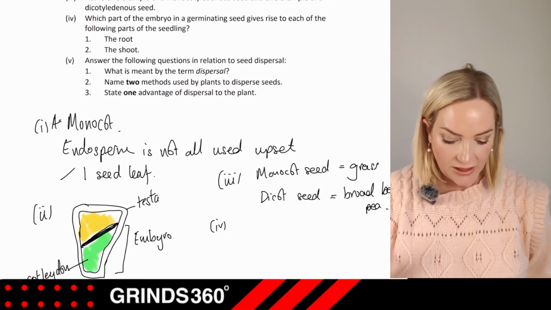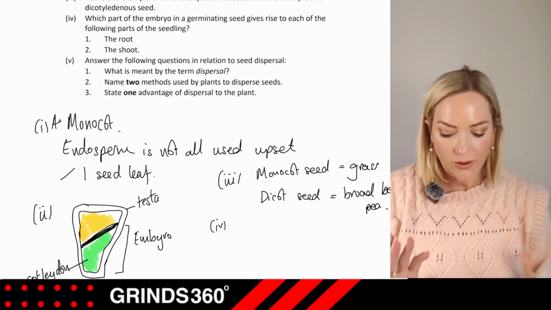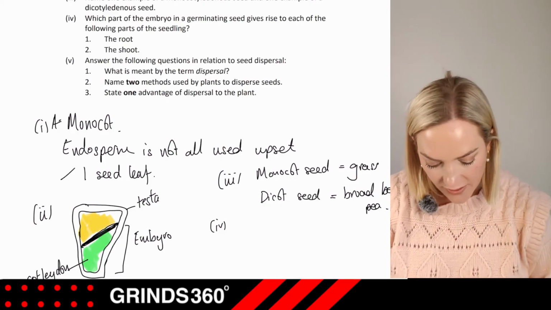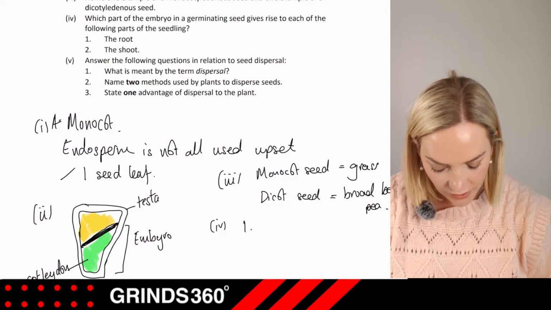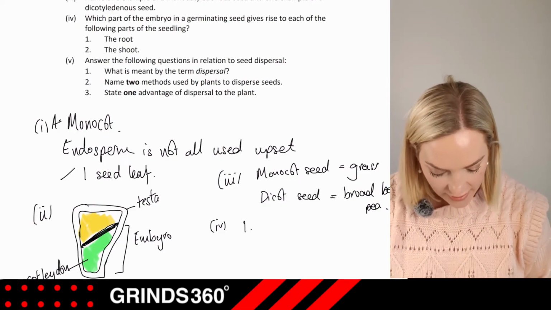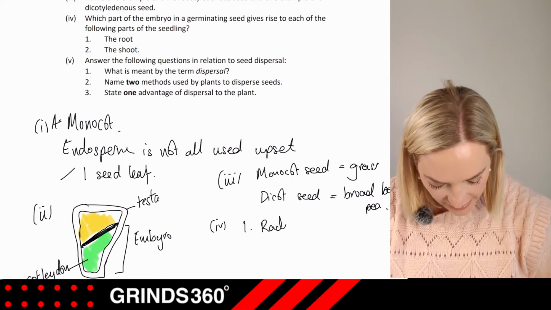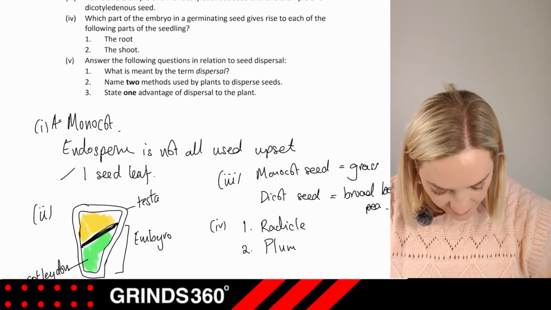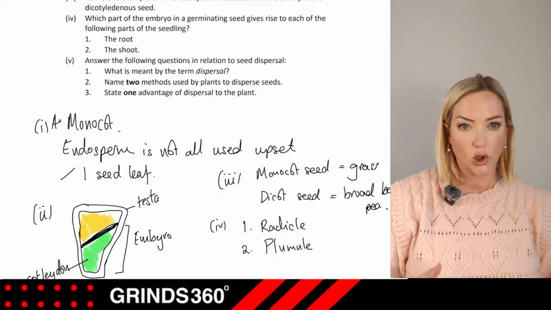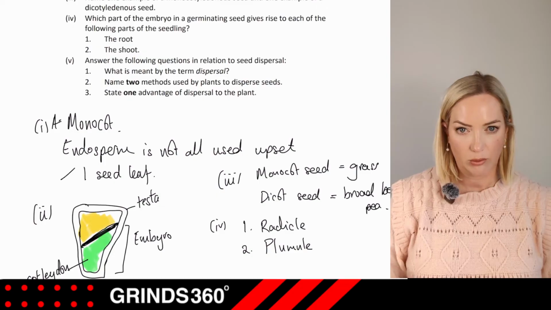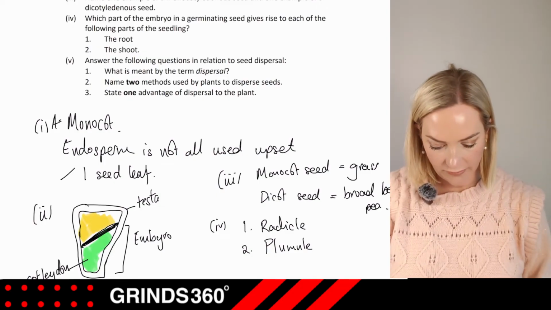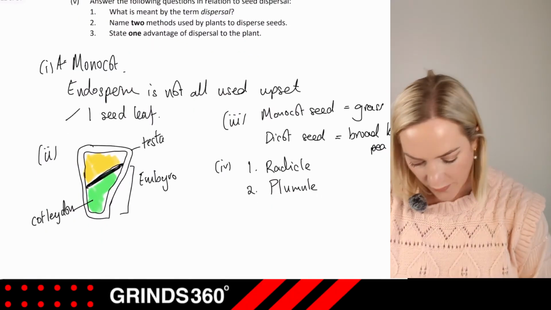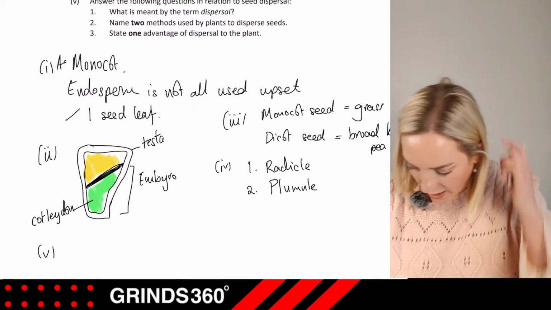Let me scroll up so you see part of the question and the answer. Which part of the embryo in a germinating seed gives rise to each of the following parts? So number 1, the root. The root will become the radicle, think about that. And the shoot becomes the plumule. If you forget, your plumule is what's going to go and grow overground. And then we're asked about dispersal. Dispersal not been asked for a while.